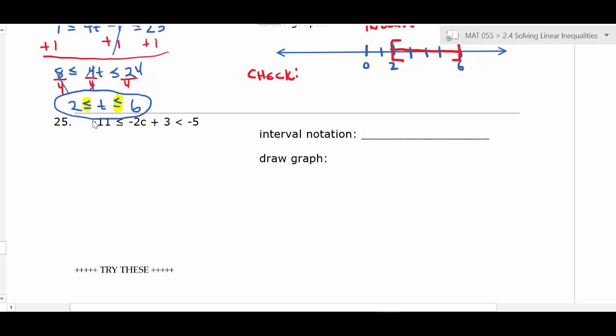Okay, let's go to the next problem. I'm going to start by writing it down. We have negative 11 less than or equal to negative 2c plus 3 less than negative 5.